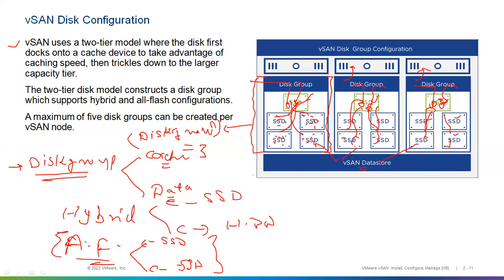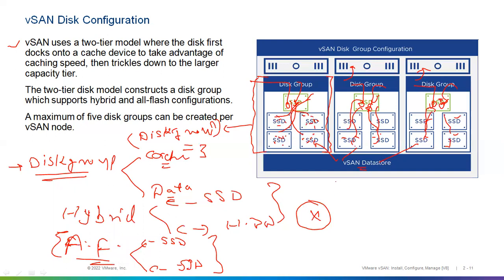Okay. So now the question comes, sir, can we have one host hybrid and one host all flash? The answer is no. Whenever any disk group from a node is participating to make the vSAN datastore, all disk groups should be either hybrid or all flash.